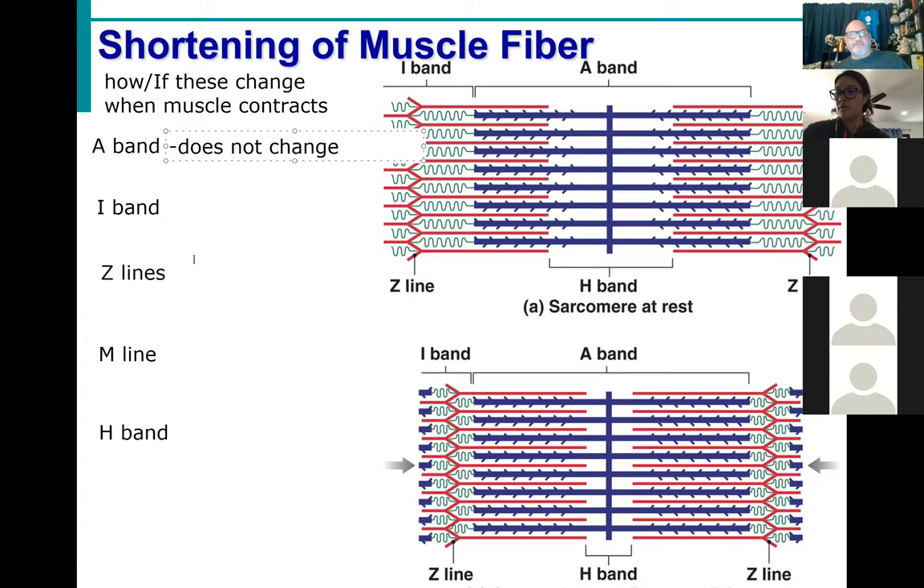But the I band is the part that does not have myosin in it. It's the part that just contains the actin. And notice as it contracts, myosin and actin overlap more. So while the A band doesn't change, what happens to the I band? Shortens. Excellent. Notice it gets much, much shorter.